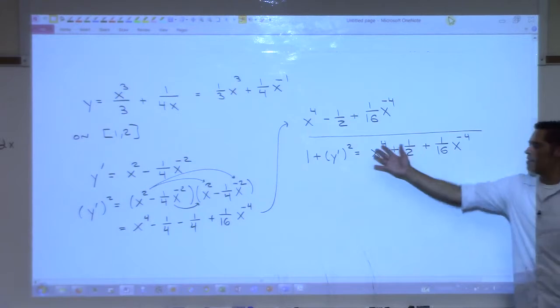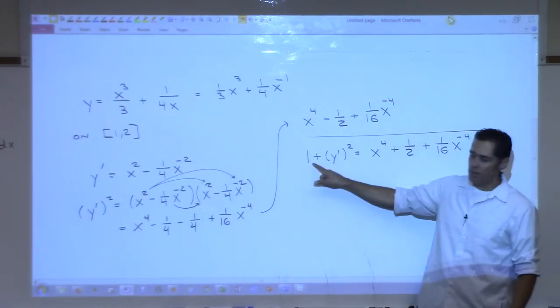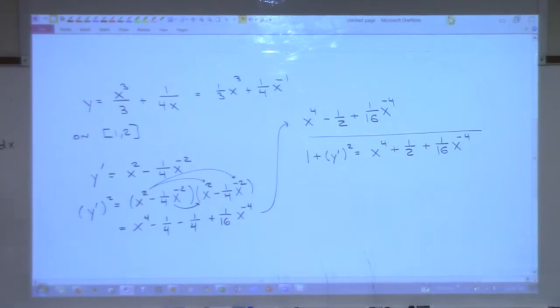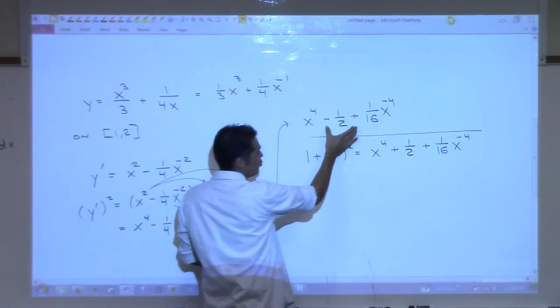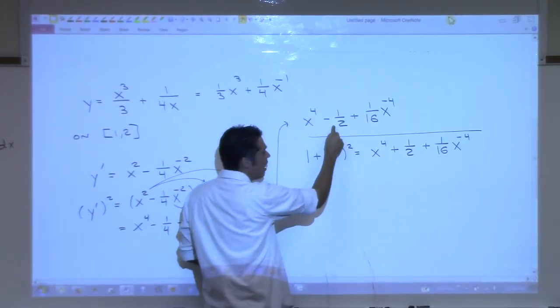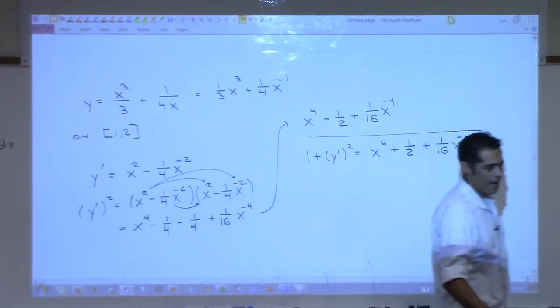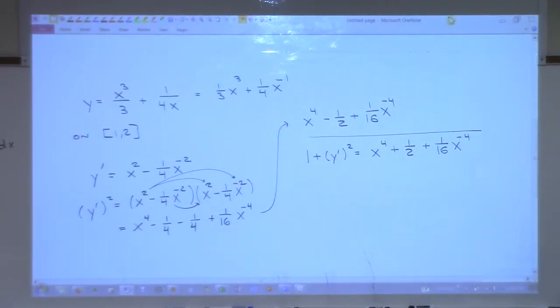This order doesn't matter, right? I'm adding, remember, this formula says I have to add 1 to that derivative squared. That's what the formula says. So I added 1 to this, and so it became positive 1/2 instead of negative. 1 take away 1/2. Okay, we good? I need to take the square root of that now and then integrate it.